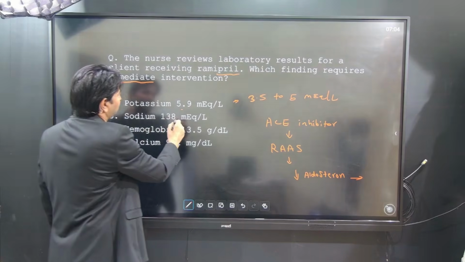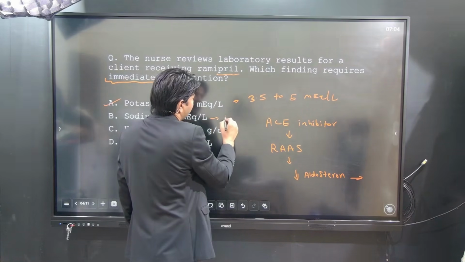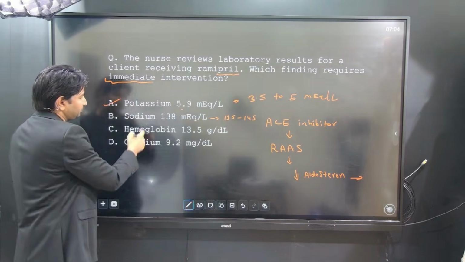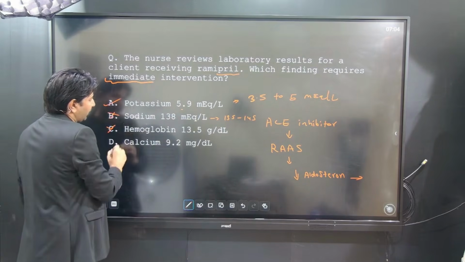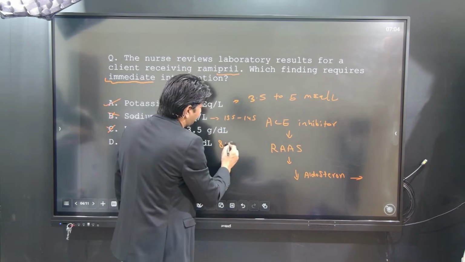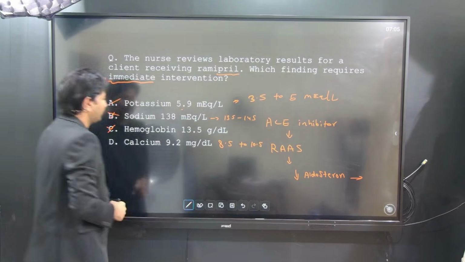Sodium is 135 to 138. It means this is within the normal range. The normal range is 135 to 145 milliequivalents. Hemoglobin 13.5, this is also in the normal range, and calcium is 9.2. The normal range of calcium is 8.5 to 10.5 milligrams per deciliter.